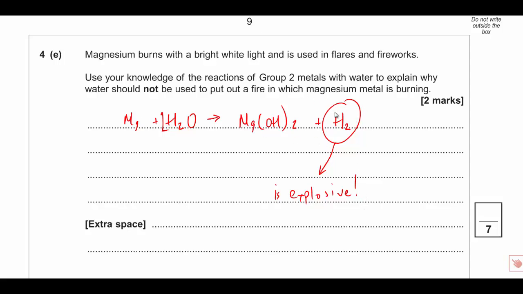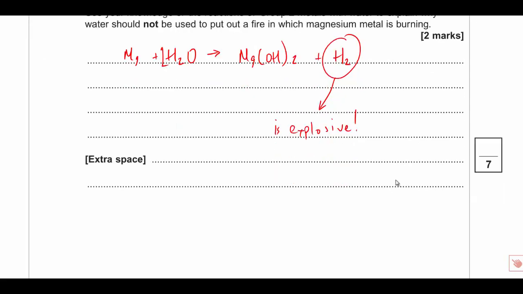So the first mark here is the idea that hydrogen is produced. I've used it in an equation there and I've circled it because I just quite like the look of that. If you could just say, because hydrogen is produced, you do not need the equation. It just makes more sense to me to work it through in a more logical sense. And it's explosive. Bam, another 2 marks. So we're in question 4 now. We're 24 minutes in. Another 7 marks there.